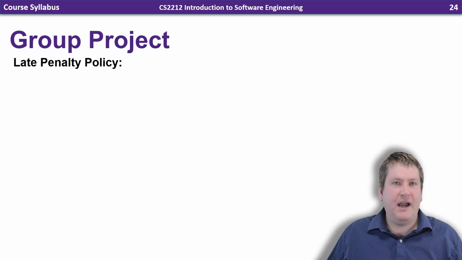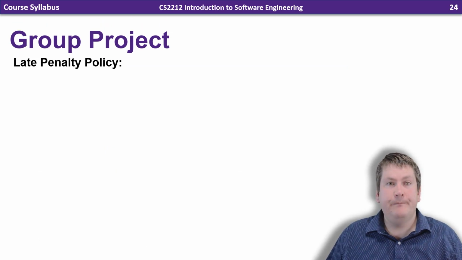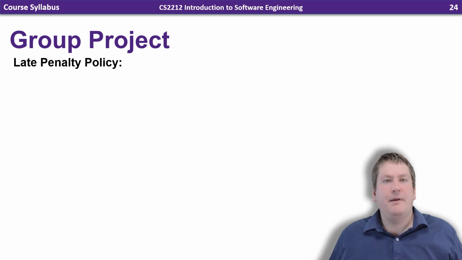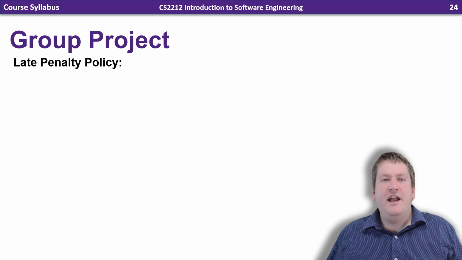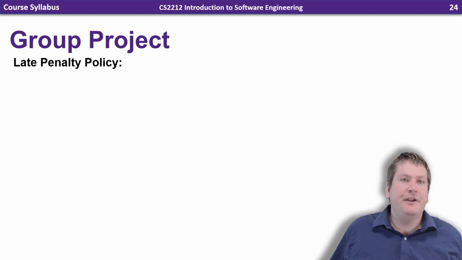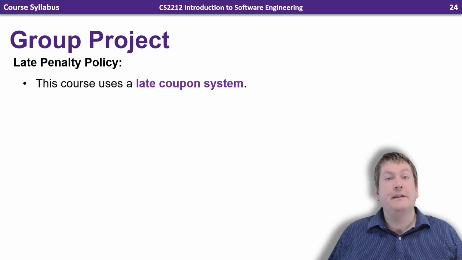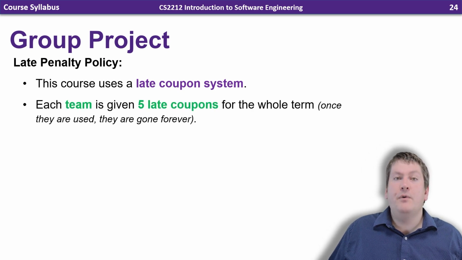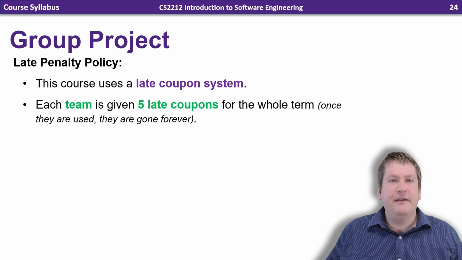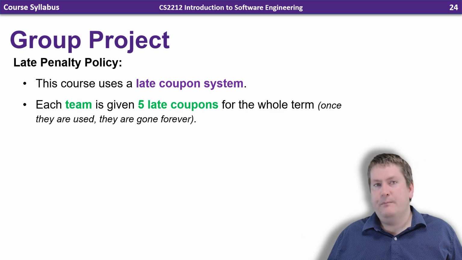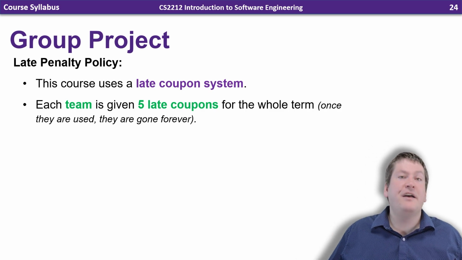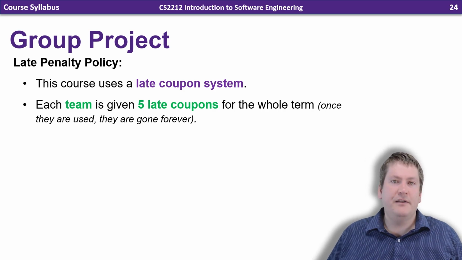So what happens if you have to submit something late as a team? Maybe something comes up, maybe you have extra work in another course like a midterm, or maybe someone's sick, and that requires you to submit late. So what can you do? Well, this course uses a late coupon system. What this means is that each team is going to be given 5 late coupons. So to be clear, not individual, not person, not student, each team as a whole is given 5 late coupons for the whole term. Once they're used, they're gone forever, so you do have to manage these well.